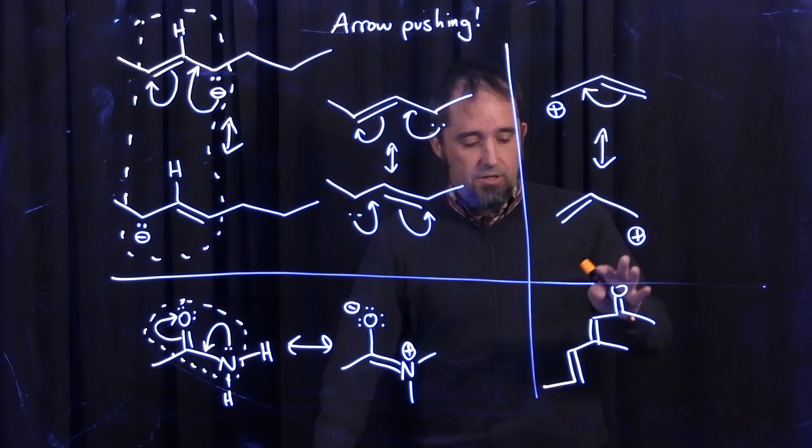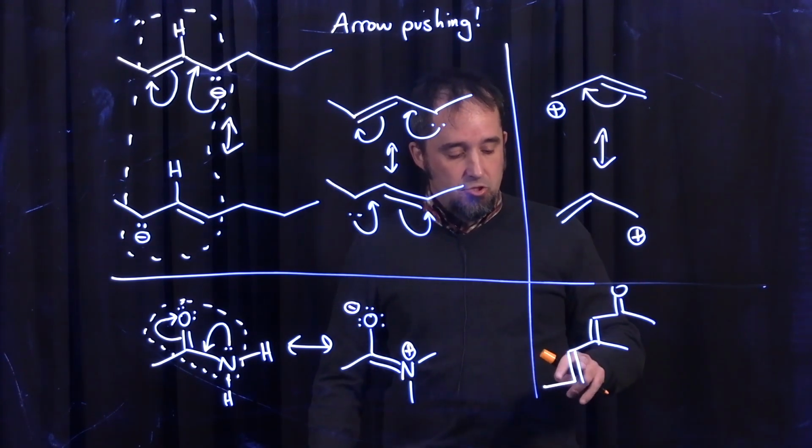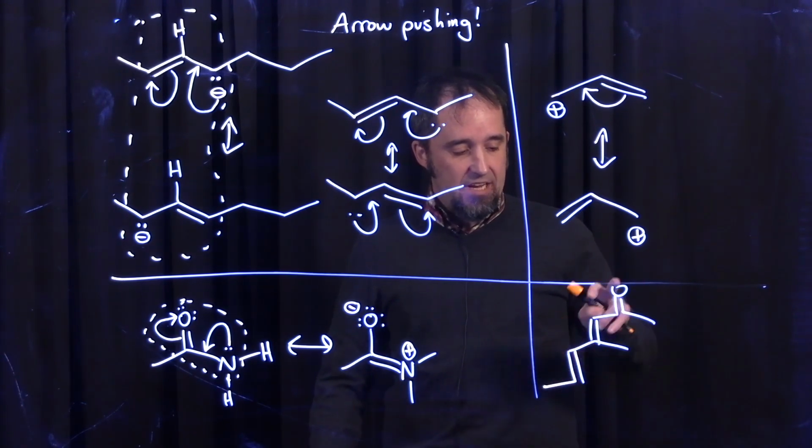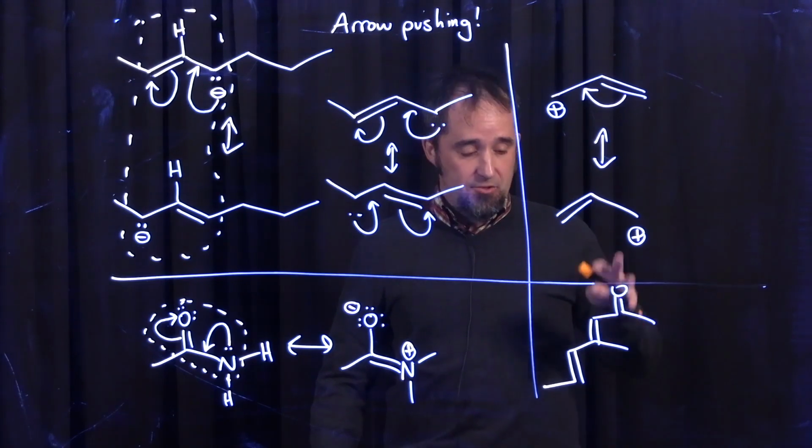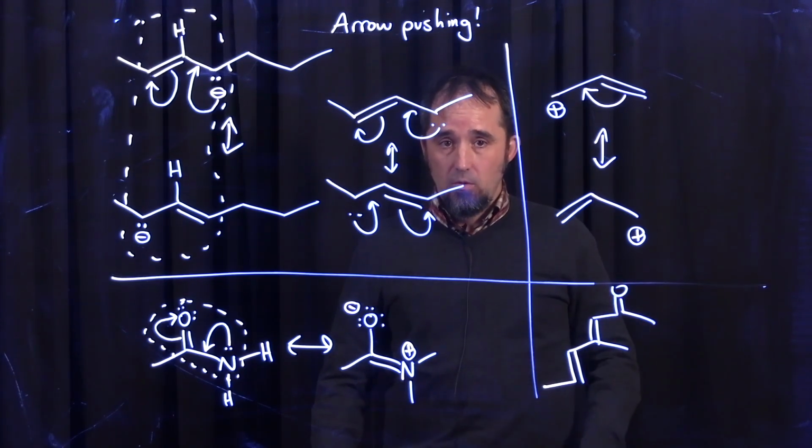Finally, one more. So here's a system where I've got 2 pi bonds in a chain with this CO pi bond here. So 3 pi bonds in a row.